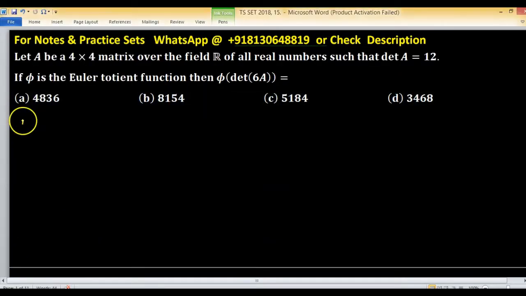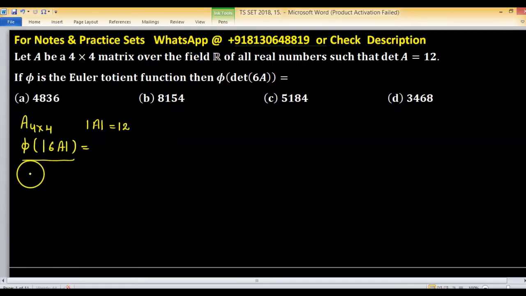In this given problem, matrix A is of size 4 cross 4 over the field R and the determinant of matrix A equals 12. Phi denotes the Euler totient function or Euler function. We have to find the value of phi of the determinant of 6A. So what will be the value of this function?